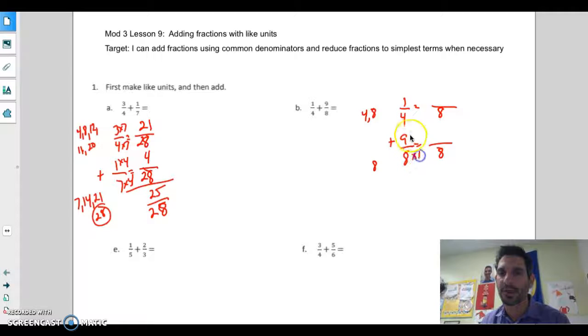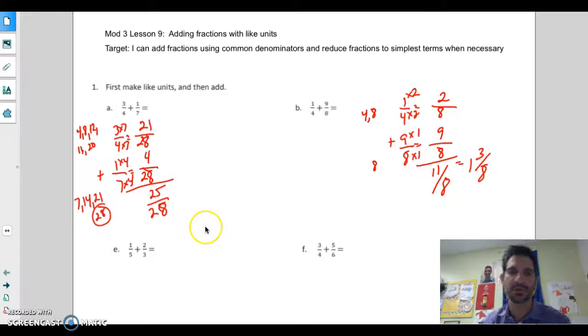So I multiplied this by 1, so that's by 1. That's 9, and I do this by 2, and that is by 2. And because 4 times 2 is 8, so that's 2. And this is 11/8, which is equal to 1 and 3/8, and that cannot be reduced.